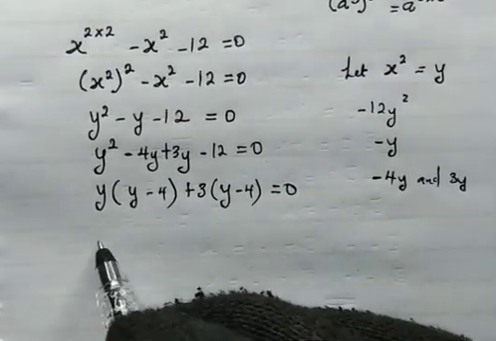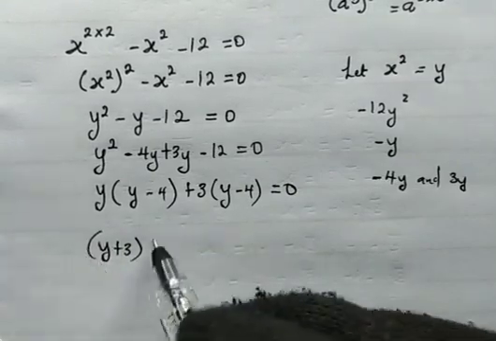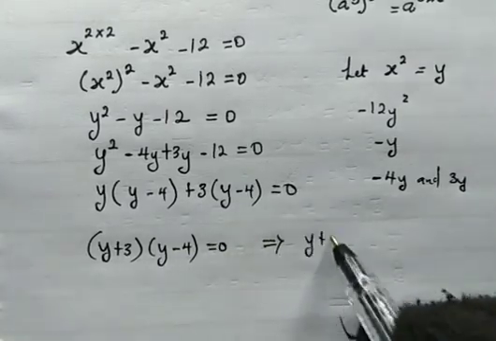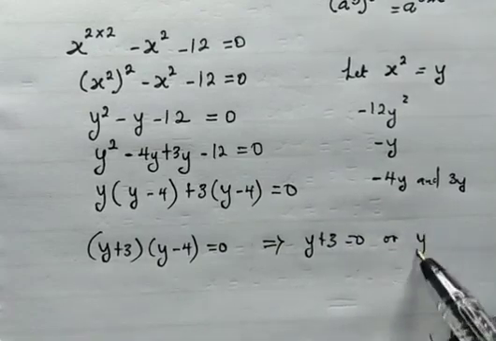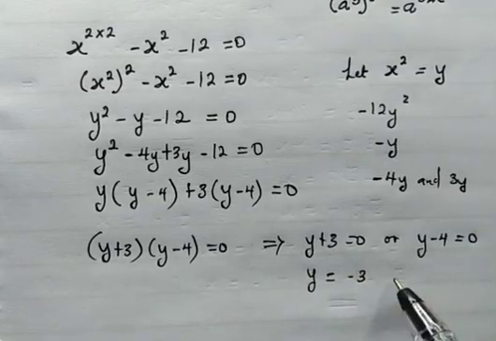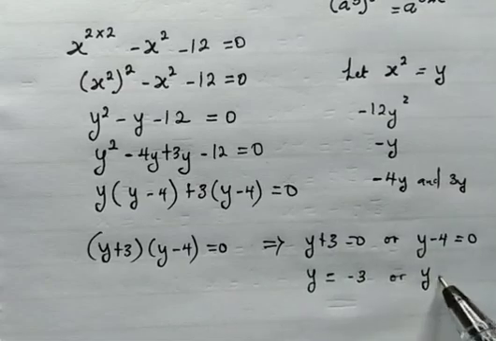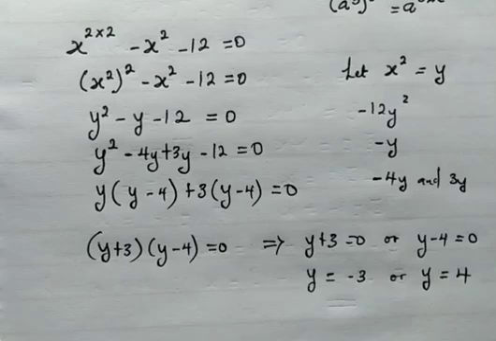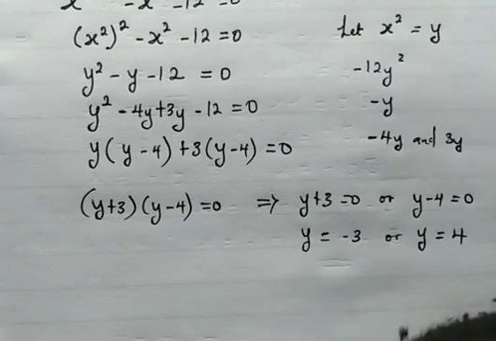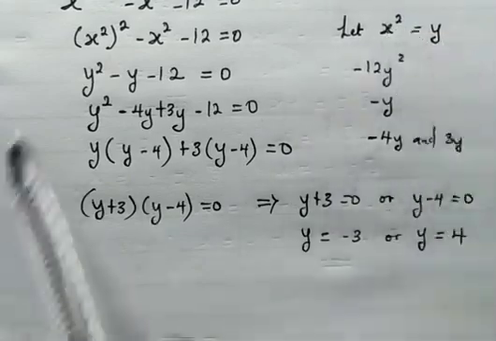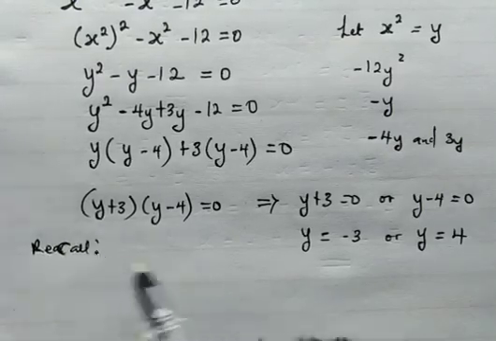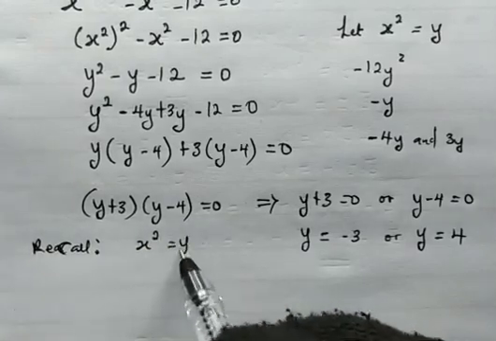So from here, this implies that (y plus 3) multiplied by (y minus 4) is equal to 0. So from here, we get y plus 3 is equal to 0, or y minus 4 is equal to 0. From here, we get y is equal to negative 3, and from here, y is equal to 4. Okay. Now, let us recall that x squared is equal to y, right?